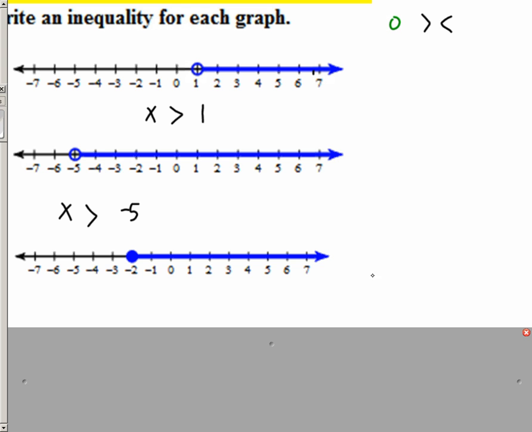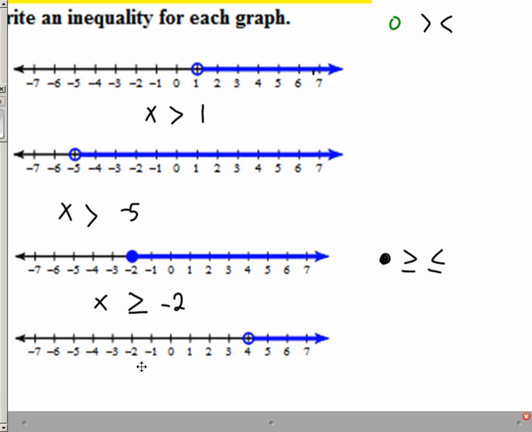This time we've got a closed dot, which means, anytime we see that closed dot, it's going to be greater than or equal to or less than or equal to. So let's take a moment here and let's see x. This dot is on -2. And let's look at it. Let's see, -1 is bigger than -2. 2 is bigger than -2. 7 is definitely bigger than -2. So again, we've got a greater than sign, but because it's a closed dot, we put the equal sign.